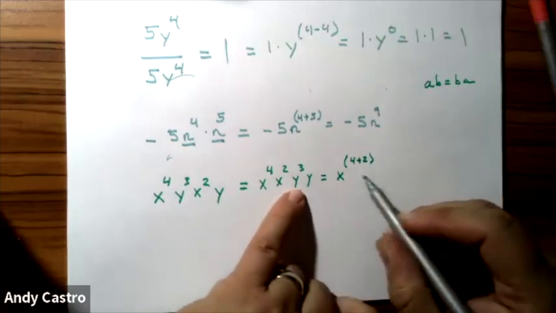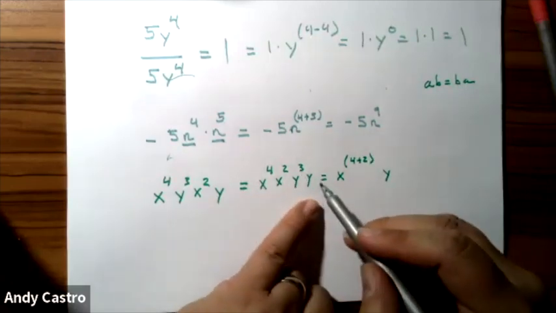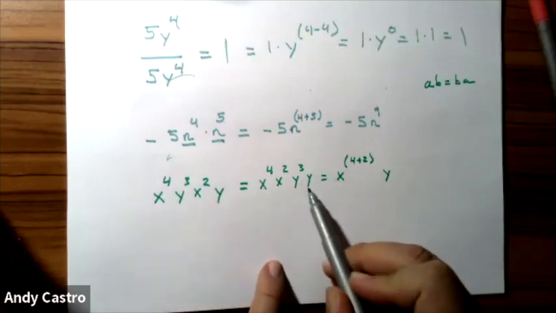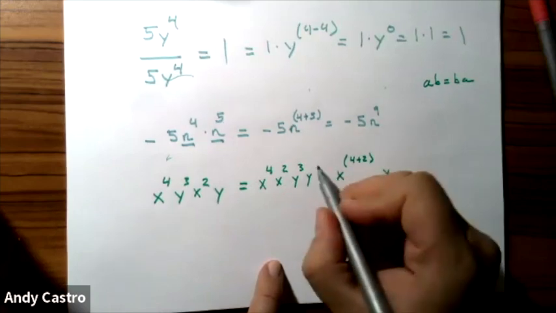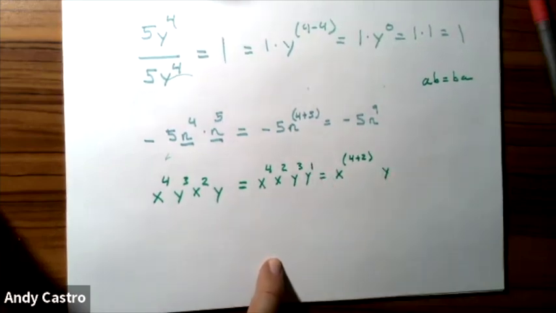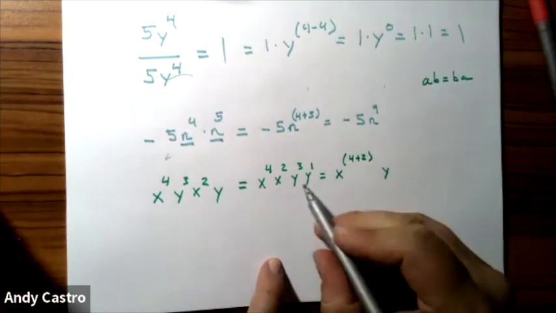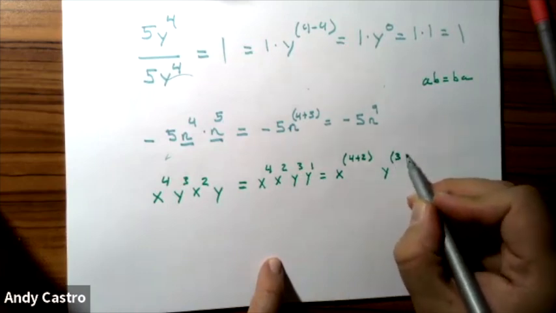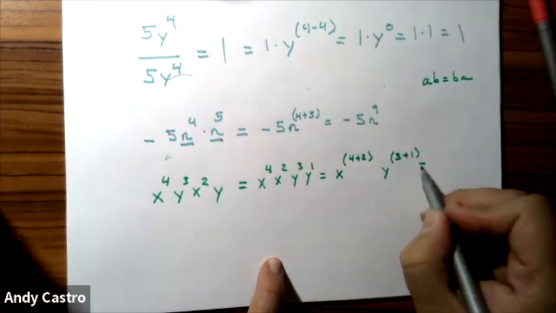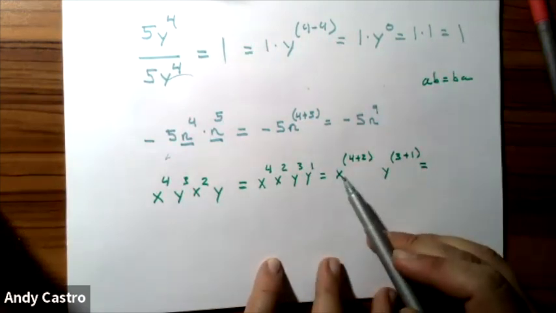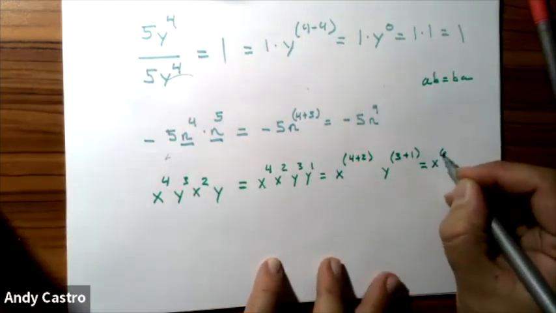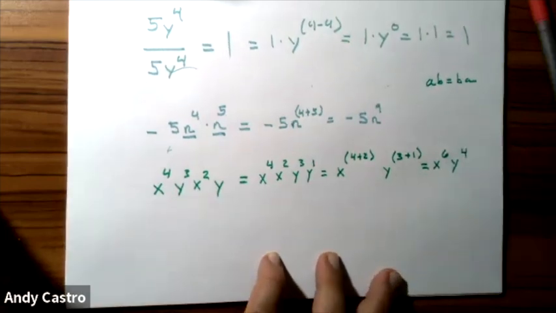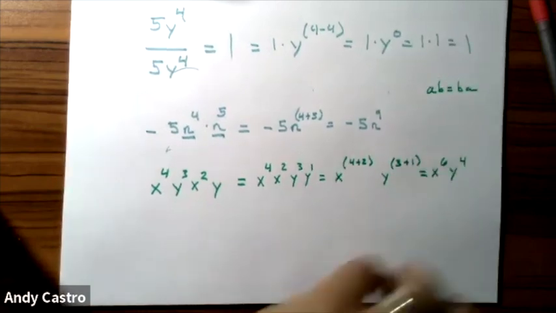And then my y's, I have y to the third, and then I just have a y here by itself. Remember that any variable by itself has an implied degree of 1. So this is going to be y to the third times y, which is going to be y to the 3 plus 1. So I'm left with x to the 6th power times y to the 4th power.